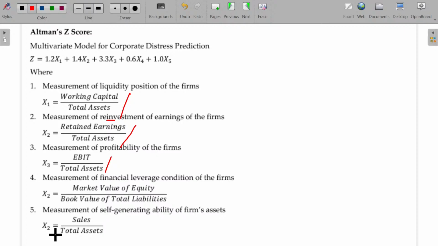EBIT by total assets: profitability. When you are considering the profit, then it's profitability. And when you are taking the liabilities in your capital structure, what is that? Leverage. And sales by total assets: turnover ratios. Turnover ratio is nothing but activity ratio. How actively it is generating the income, our firm's ability to generate the income.